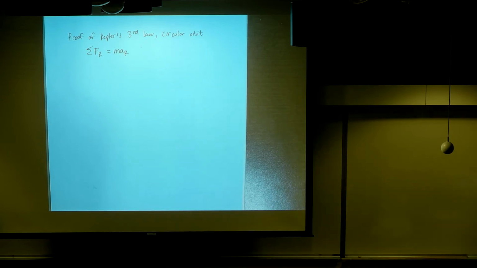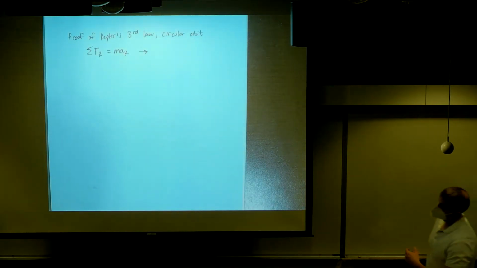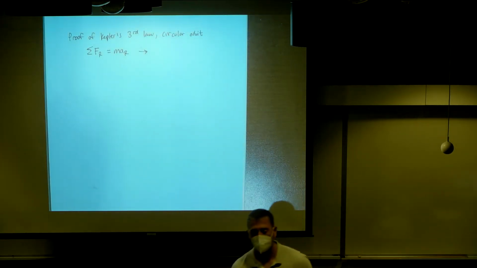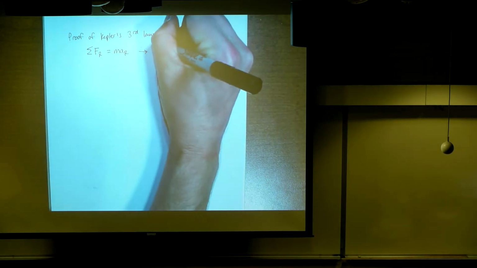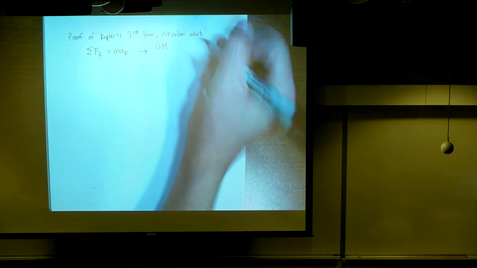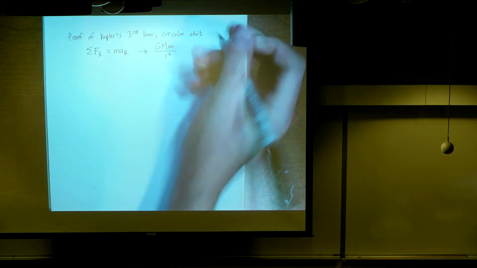What's the only force that's going to be present on an orbiting planet? It's basically going to be the pull of the sun's gravity. That's by far going to be the dominant force, so we're just going to pretend like the only thing present is the pull of the sun's gravity. What is that force given by? Big G, big M, little m over r squared.